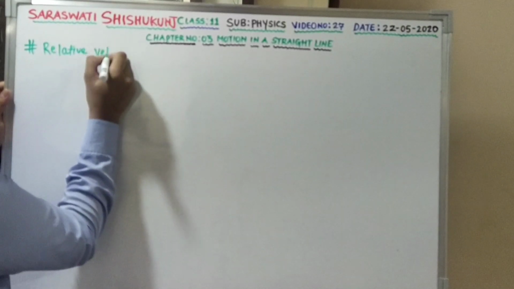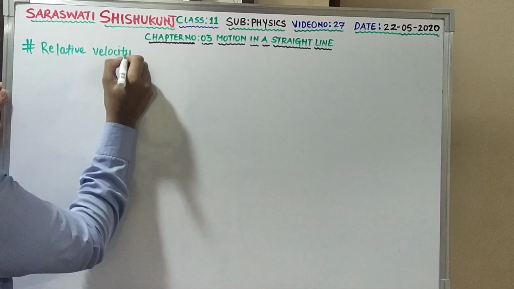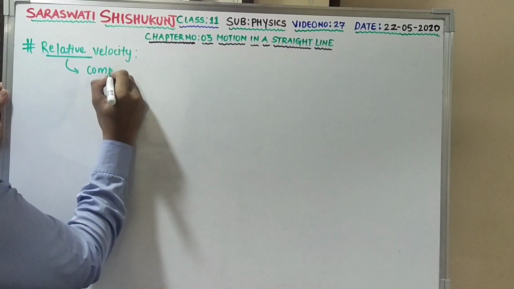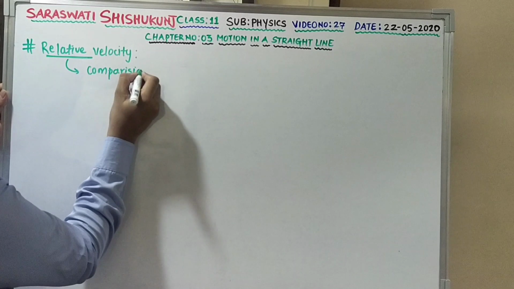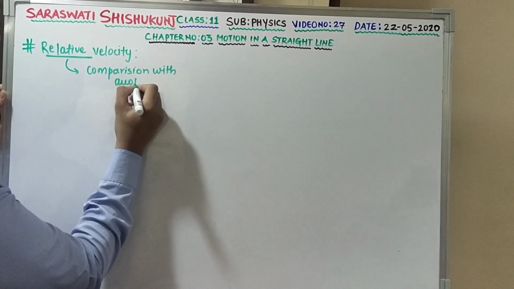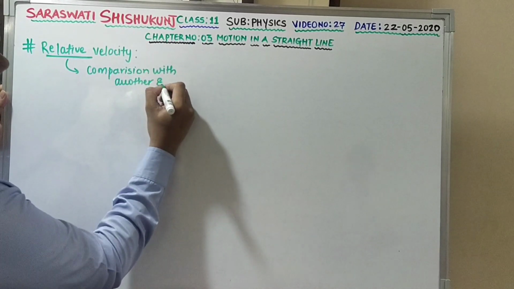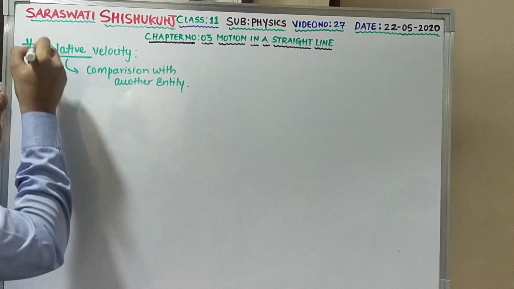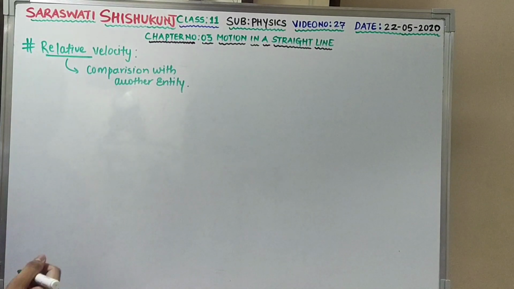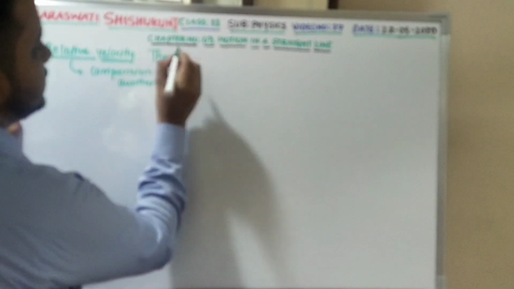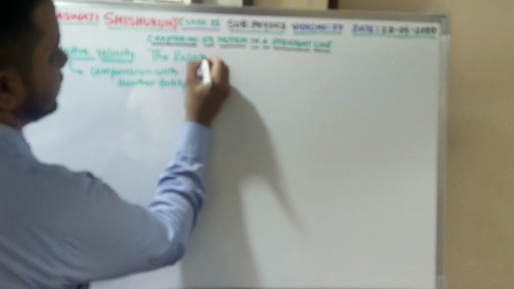Now one thing over here, what do you mean by relative? Relative is nothing but comparison. Relative is nothing but comparison with another entity. Then you are going to use the word relative, right? So what is relative velocity? We will find the relative velocity of an object.